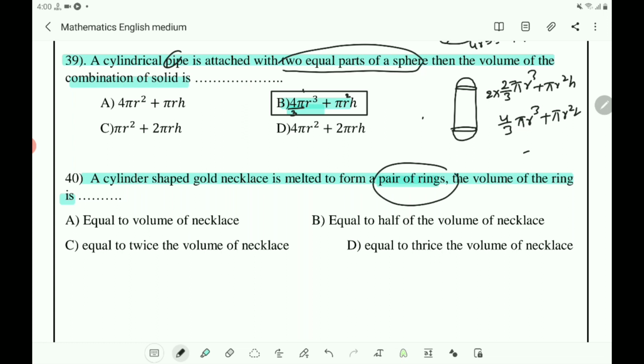So the volume of the ring, if they ask the volume of a single ring, is equal to half of the volume of the necklace. So option B is the answer. The volume of each ring is equal to half of the volume of the necklace. Here one gold necklace is converted into two rings. Pair of rings means two rings, and the volume of each ring is equal to half of the volume of the necklace.